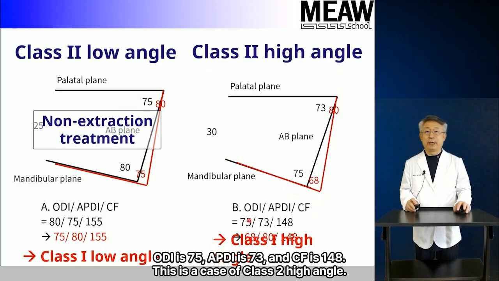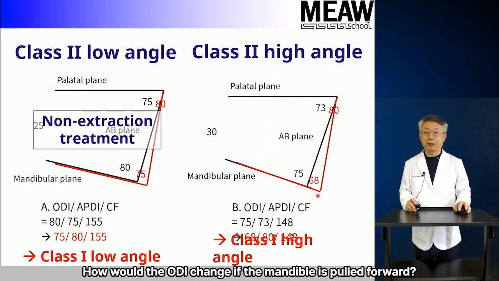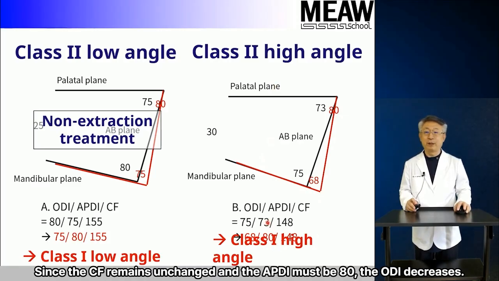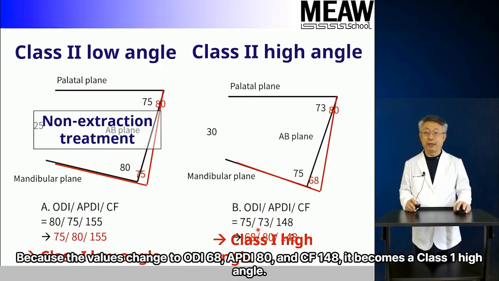ODI is 75, APDI is 73, and CF is 148. This is a case of Class 2 high angle. How would the ODI change if the mandible is pulled forward? Since the CF remains unchanged and the APDI must be 80, the ODI decreases. Because the values change to ODI 68, APDI 80, and CF 148, it becomes a Class 1 high angle.